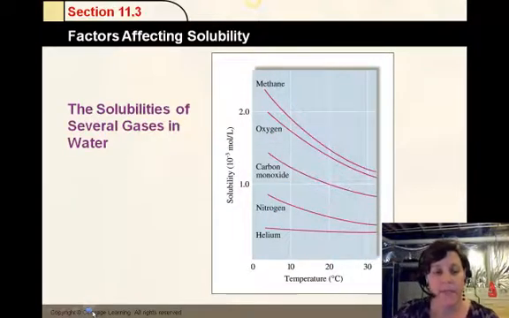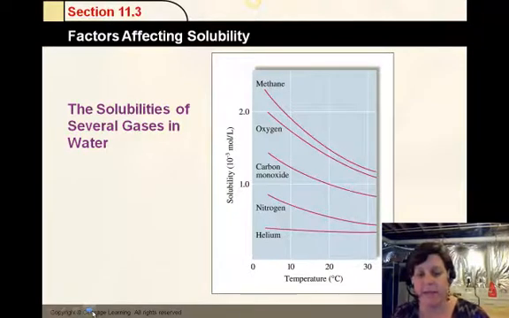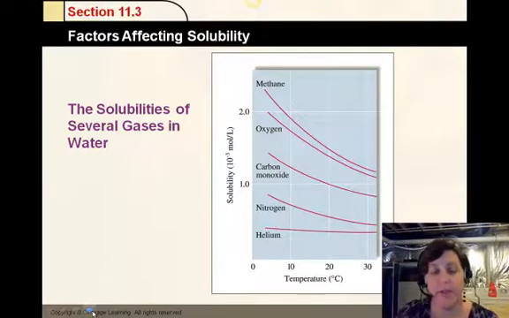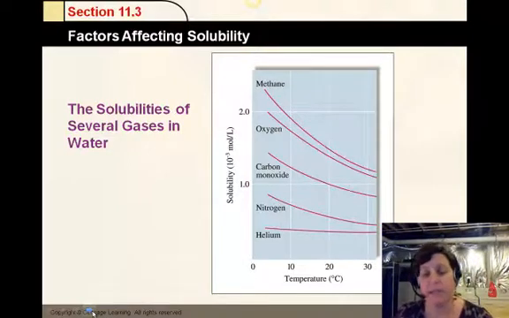However, if we look at the solubilities of gases in water, in general, they tend to decrease with increasing temperature. So methane, oxygen, carbon monoxide, etc. As temperature increases, they become less soluble because they're less dense and they come out of solution.